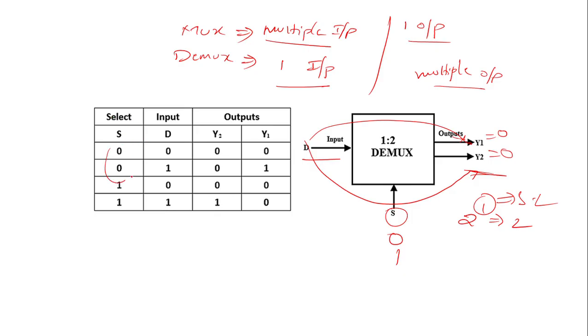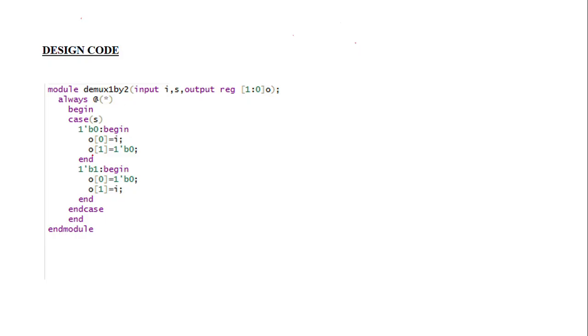If the select line is equal to 0, d is assigned to y1, and the value of y2 is assigned to 0. If the select line is equal to 1, the data is assigned to y2 and y1 is going to be 0. By using this truth table you are going to write the Verilog code. So the Verilog code is here. It starts with module and ends with endmodule. This is our module name.